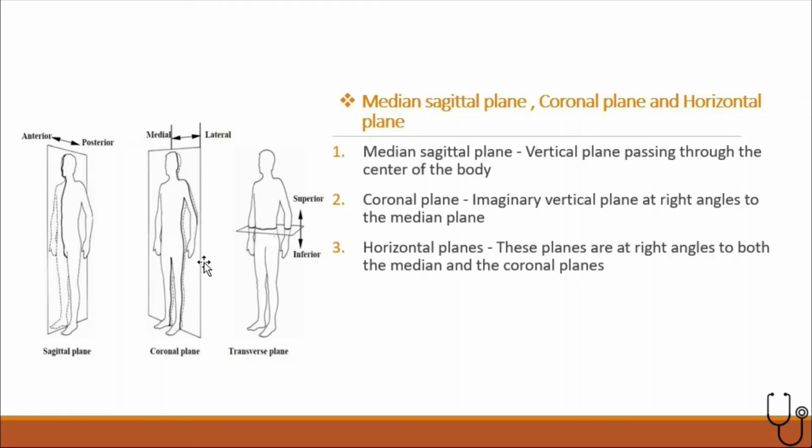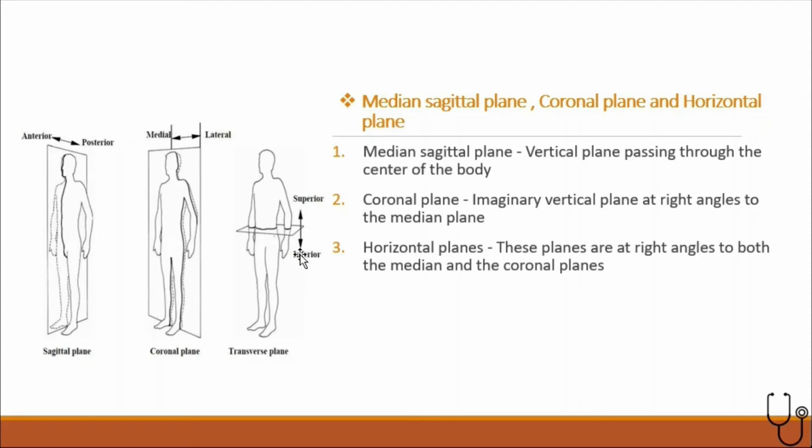Then the horizontal planes. These planes are at right angles to both the median and coronal planes. You can see this is the horizontal plane or the transverse plane. It lies at right angles to both the median sagittal plane and the coronal plane. So those are the imaginary planes that you should know in anatomy.